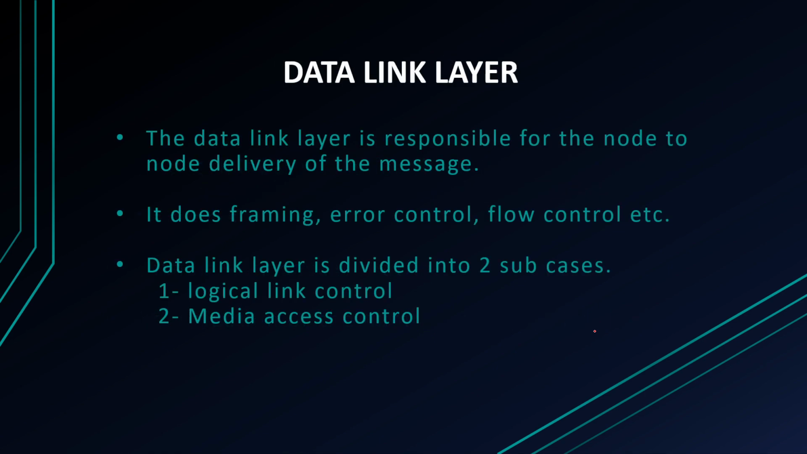Going to the second layer, the data link layer of the OSI model. It is also called the hardware layer. The data link layer is responsible for node to node delivery of the message. It does framing, error control, and flow control. These three functions are done in the data link layer. The data link layer is divided into two sublayers, the logical link control and media access control.